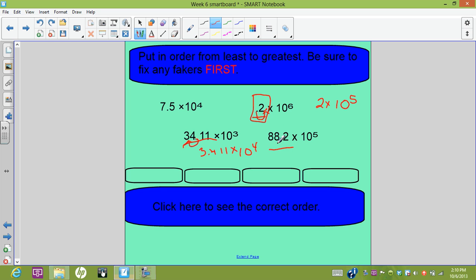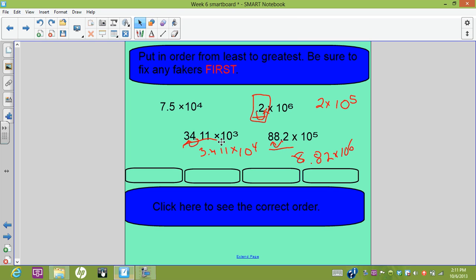And then last but not least, we have this 88.2, which is also a faker. We have to move that decimal point over 1 so that we end up with 8.82 times 10. Oh, I'm out of room. Let me move that over. 8.82 times 10, and I moved the decimal point to the left, so my power is going to go up 1, and now I have 10 to the 6th.